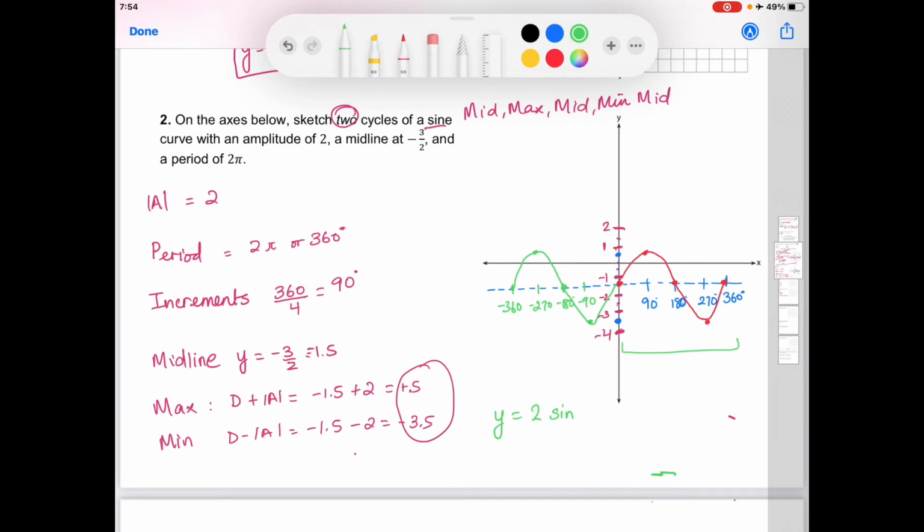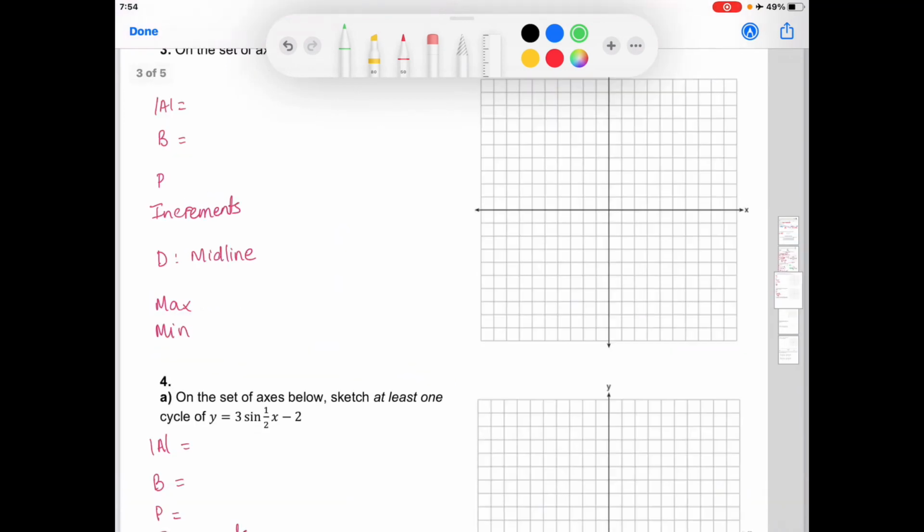Let's check. Your period is 360, so your b will be what? Your 2 pi or 360 divided by period. So I'm going to do 360 divided by period, which is 360, which is just 1. Did I just not predict it was 1, right? So 1x, and my midline was what? Negative. You can choose to write negative 3 over 2 or 1.5, either or is correct.